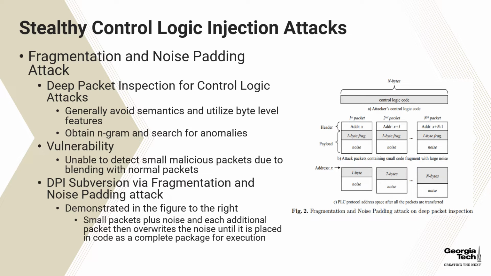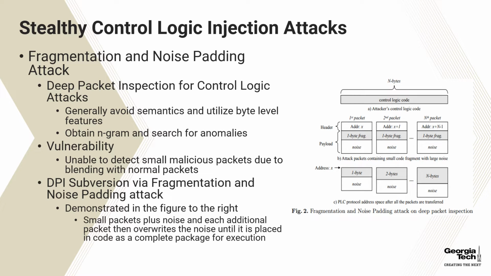DPI subversion via fragmentation and noise padding attacks is almost exactly how it sounds. You would take the malicious code, break it into many fragments, 1 to 2 bytes for Modicon, for instance, append noise to the end of each fragmented section, and then each time you push another fragment, you address it such that it is put just behind the previous fragment and in front of the noise. Once you are finished, you're left with a full string of fragments making up the code, and then the noise will be removed at compile time and the code can be executed successfully. This is demonstrated in the figure to the right.